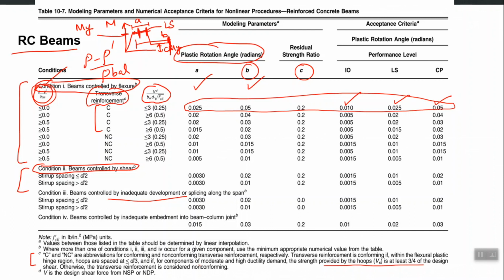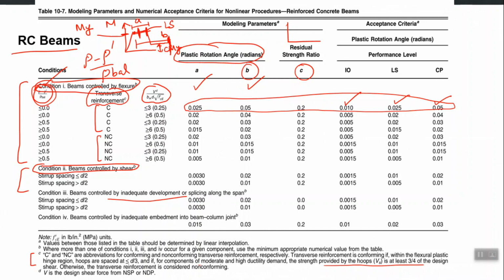So, the complete moment rotation curve is giving us the ductility also for our beam, right. So, for a beam which has non-conforming transverse reinforcement, it will not have large plastic rotation.